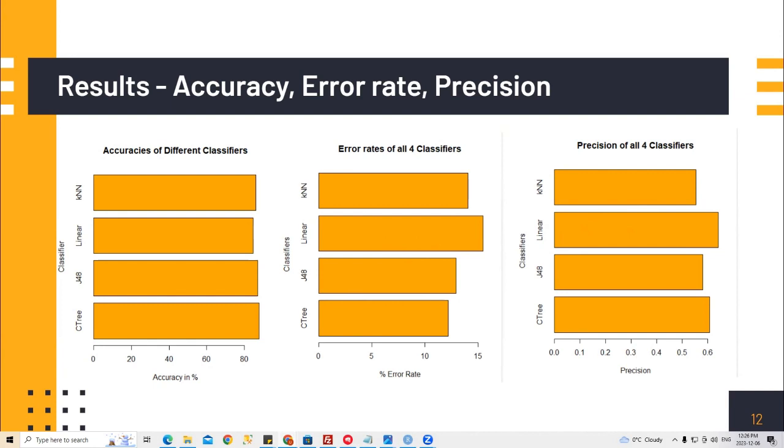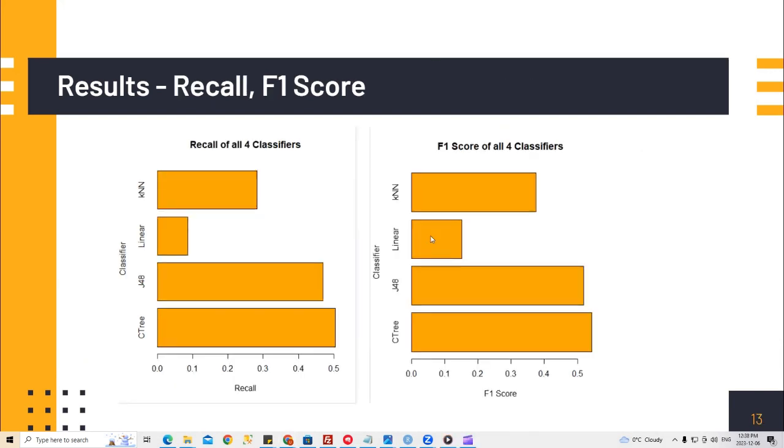The most precise classifier was the linear classifier with a precision rate of 0.6423, and then the least precise classifier was the C-tree classifier at 58.09%, or 0.5809. The C-tree classifier exhibits the highest recall rate among the models, reaching 0.5049.